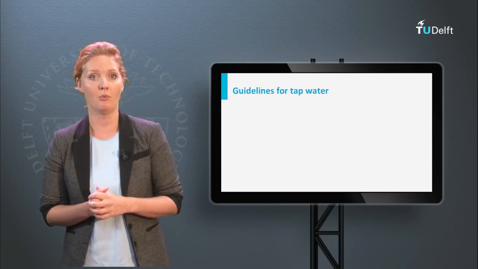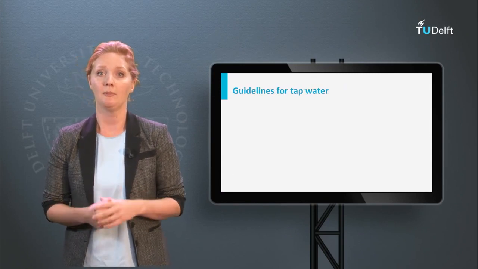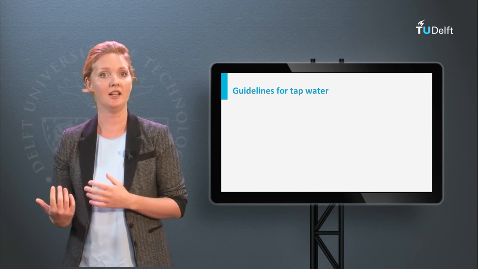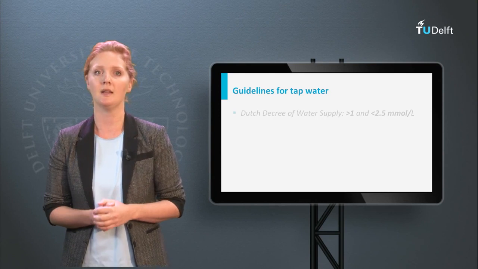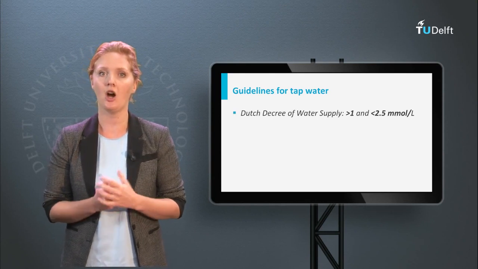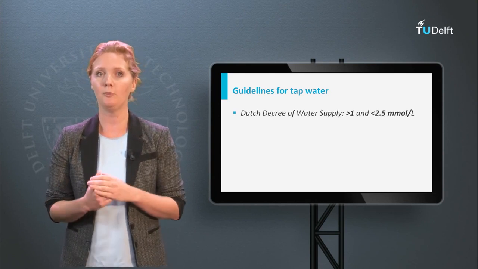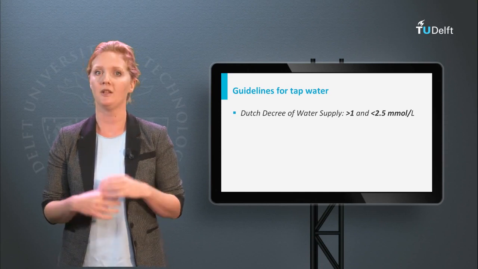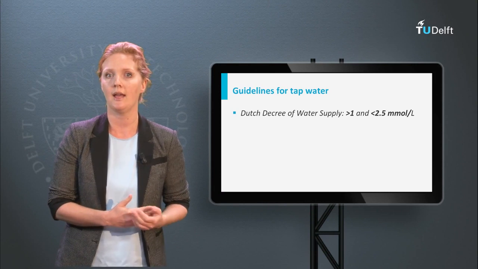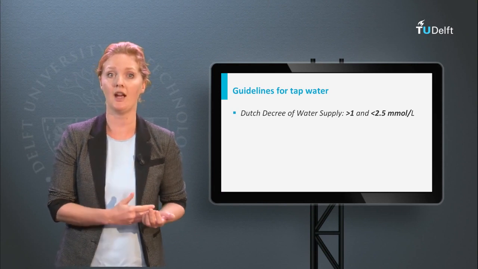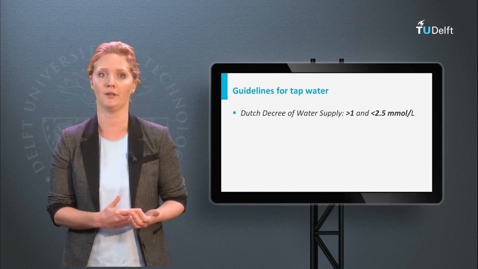The guidelines for tap water are not the same around the world, but now I will briefly summarize the guidelines as we know them in the Netherlands, the Dutch Decree of Water Supply. These standards include that the hardness should be between 1 and 2.5 millimoles per liter, because if the hardness is too low, it may result in locally aggressive waters. And from a health perspective, it is also desirable to have some hardness in the water.